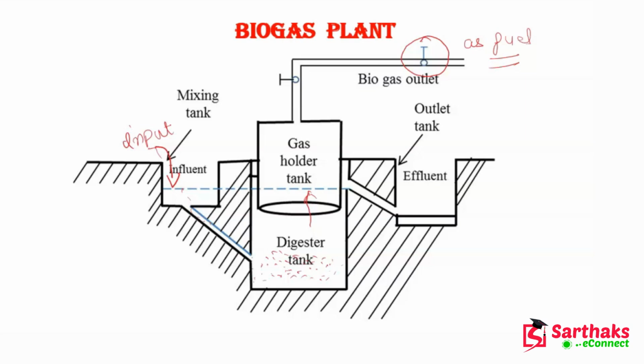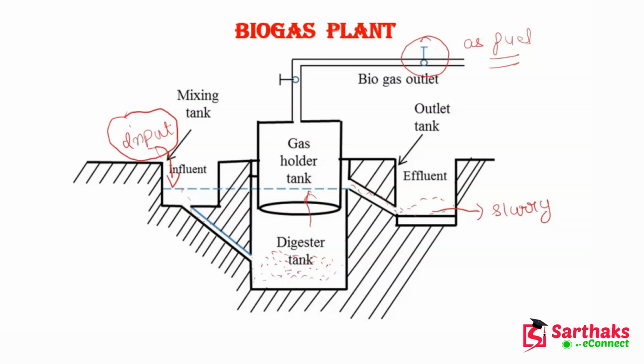Now the remaining wastage comes here, and basically this is known as slurry, and this slurry can be used as manure. So you can see that we are using the wastage of animals, cow dung, etc. to form biogas, which we use as a fuel, and the other product, the slurry, is used as manure.